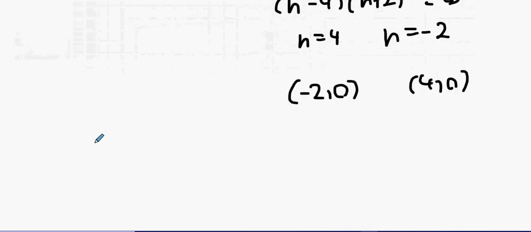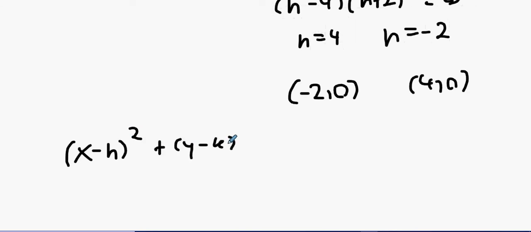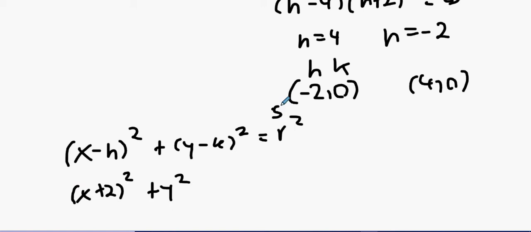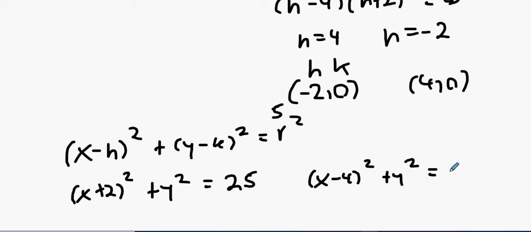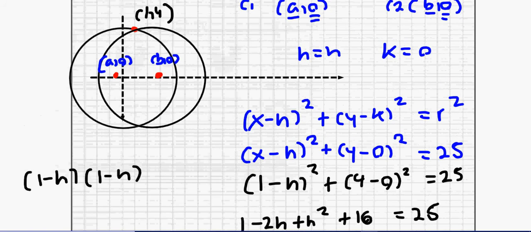Well, what we said earlier is it's (x minus h) squared plus (y minus k) squared equals r squared. We can leave it like this if you want. No, that's h and that's k, so it's going to be (x plus 2) squared plus y squared equals r squared, which is 5 squared, which is 25. And then the next one is going to be (x minus 4) squared plus y squared equals 25.